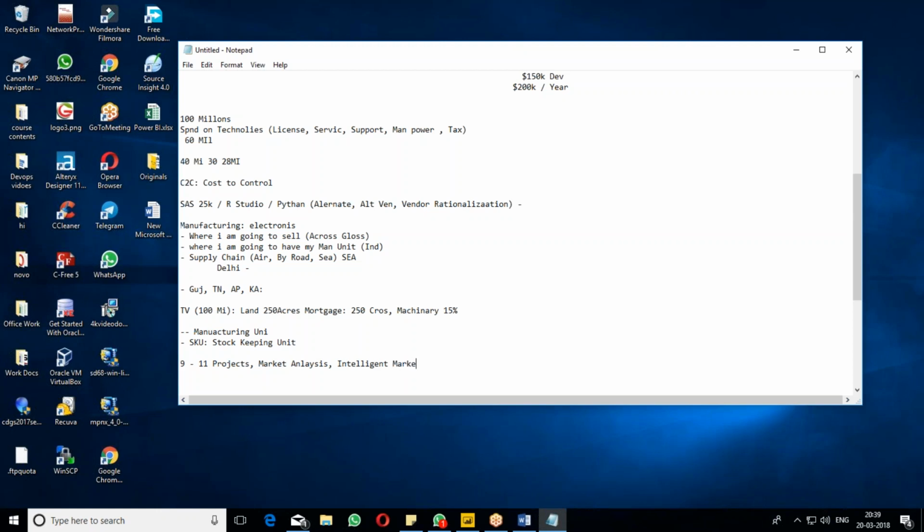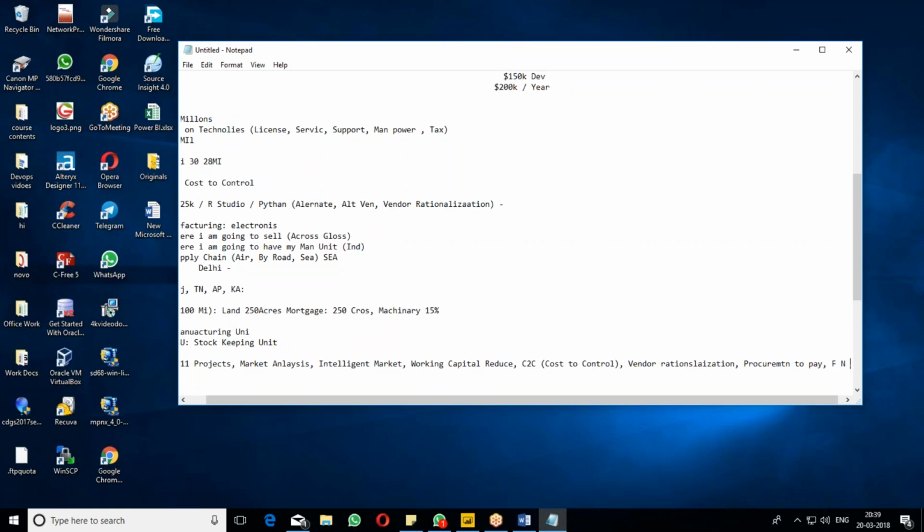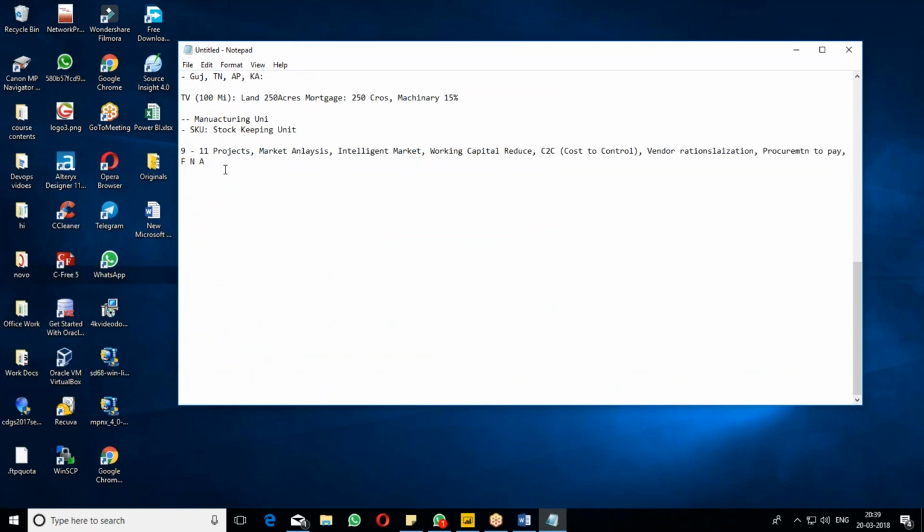Intelligence market. And next, working capital reduce. And next, C2C, that is nothing but cost to control. And next, another project we have is vendor rationalization. And next, we have procurement to pay. And next, we have F&A. On top of it, F&A. And next, we have spend optimizer. Like that, we perform 11 projects in the manufacturing domain.